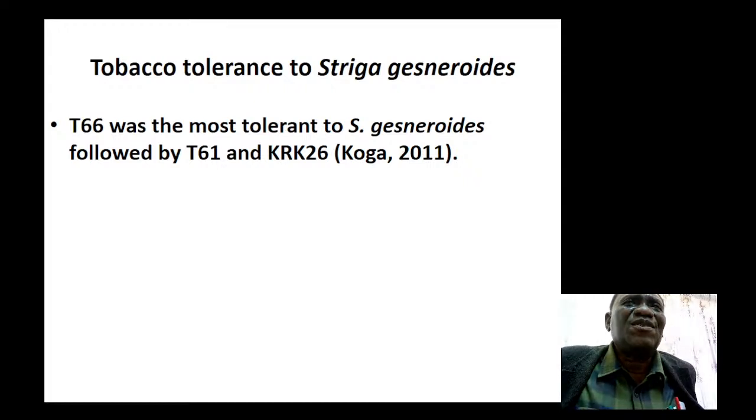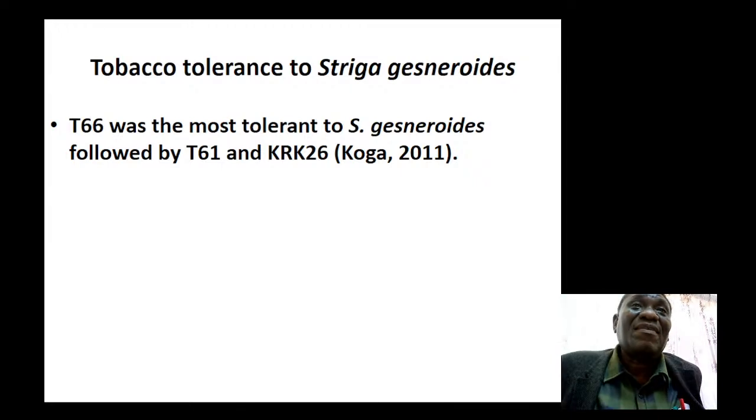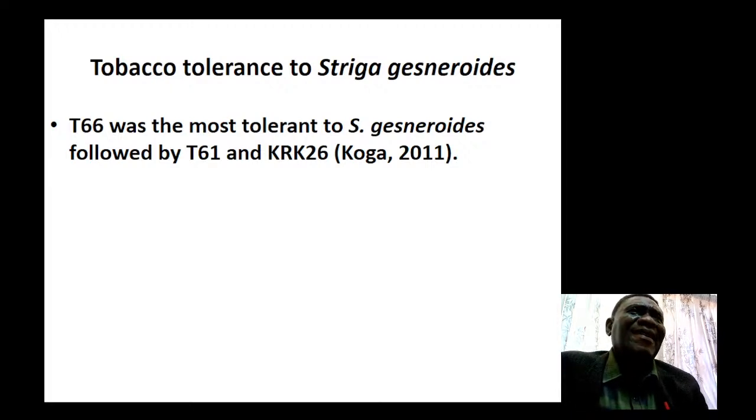We can move on to, so what we are saying is that we now have some hybrids in the country, although they have not yet reached the farmers. But very soon they will be released, which can resist Striga asiatica. Probably for the first time we have these varieties.